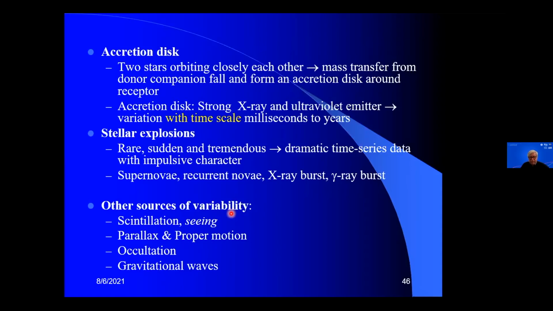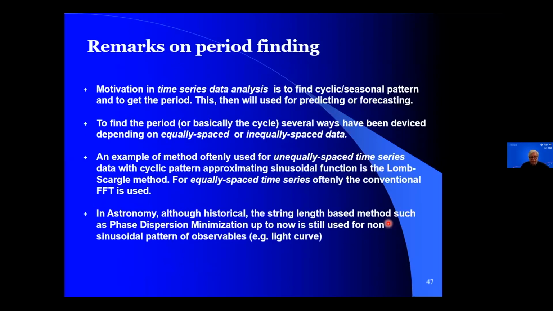And we also have to think about cleaning our data from many variability sources caused by our observation, like seeing, scintillation, parallax, occultation, and gravity waves. So, a bit of remark on period finding. The motivation in time series data analysis is to find cyclic seasonal patterns and to get the period. This will then be used for predicting and forecasting. It doesn't stop after you find the period: you predict, and it will be confirmed by the next person, or by yourself if you like to make a longer time span of study.